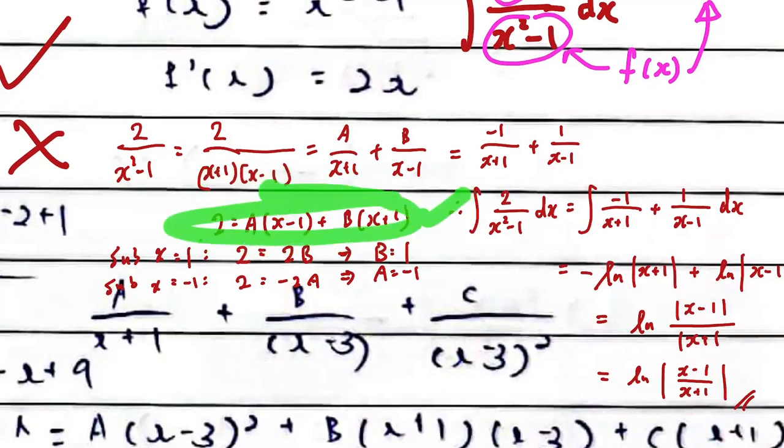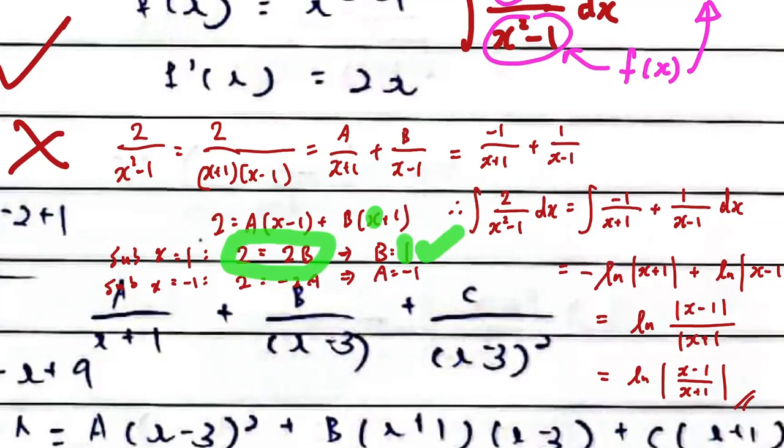Now I sub in x equals 1. What do I get? 2 equals 2b. x minus 1 becomes 0, 1 minus 1 is 0, so I can ignore the a term. Then here 1 plus 1 is 2, so 2b. That's how I get 2 equals 2b. Solving, I will get b equals 1. Okay?